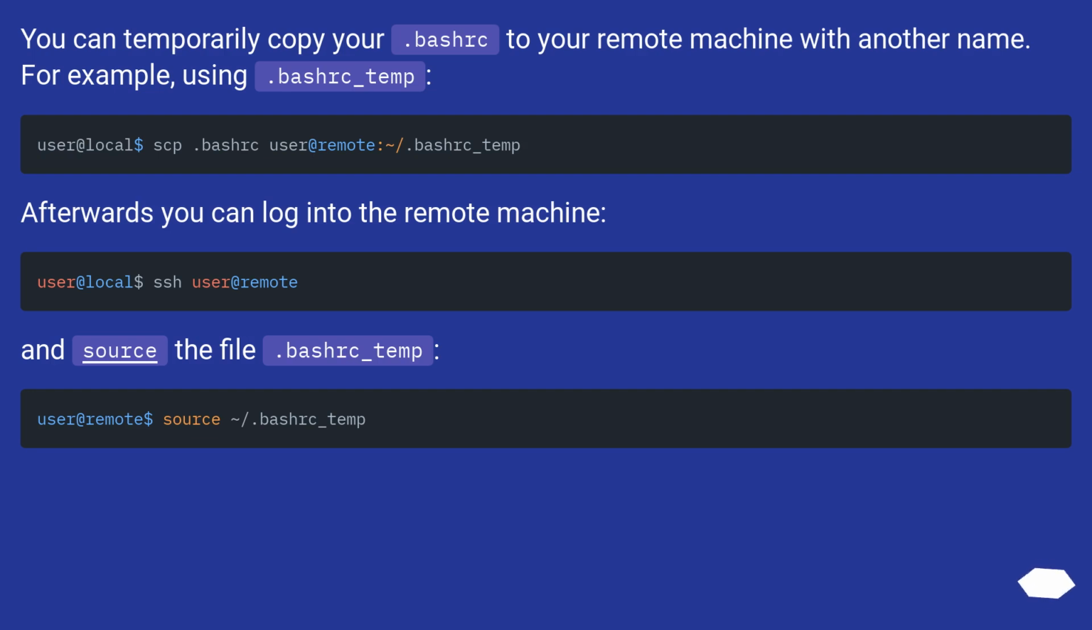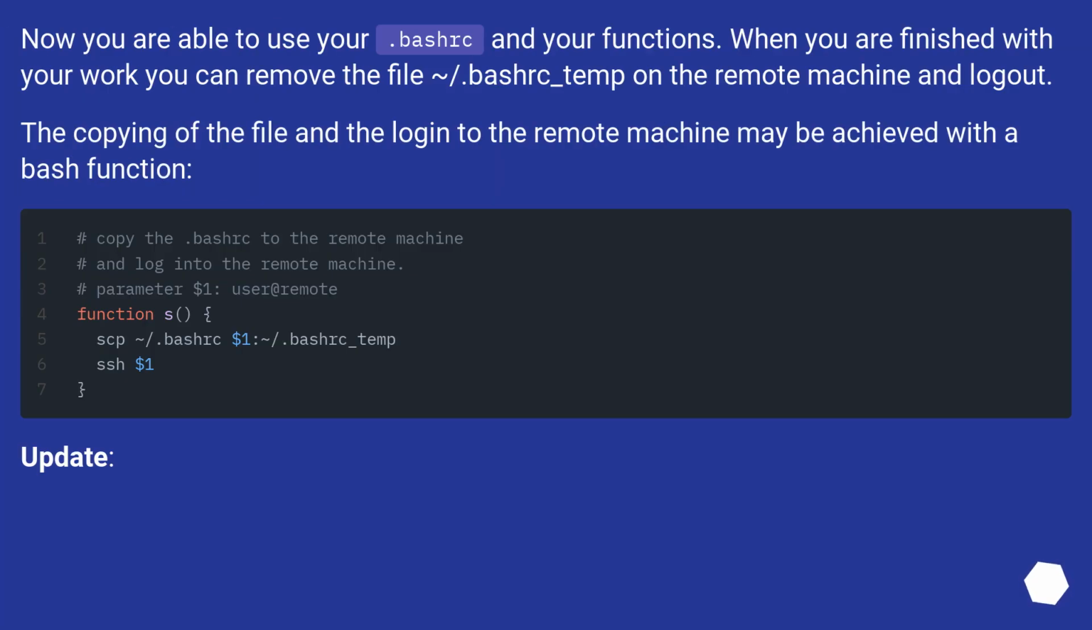You can temporarily copy your .bashrc to your remote machine with another name, for example, .bashrc_temp. Afterwards you can log into the remote machine and source the file .bashrc_temp. Now you are able to use your .bashrc and your functions.